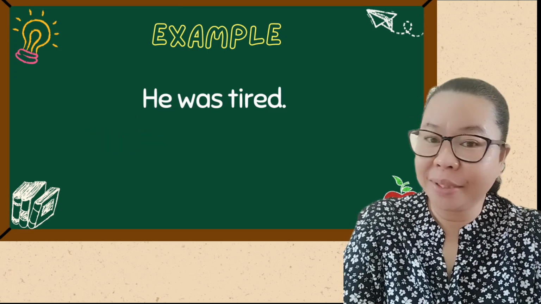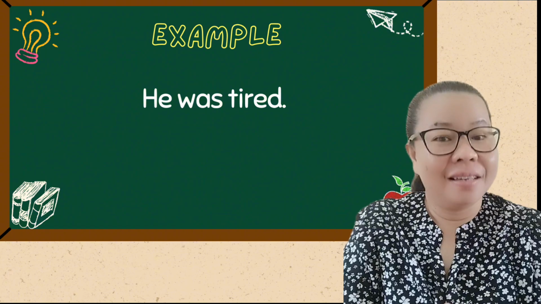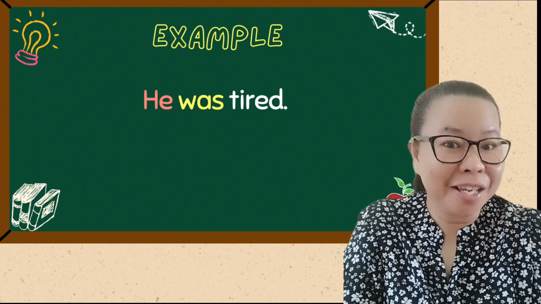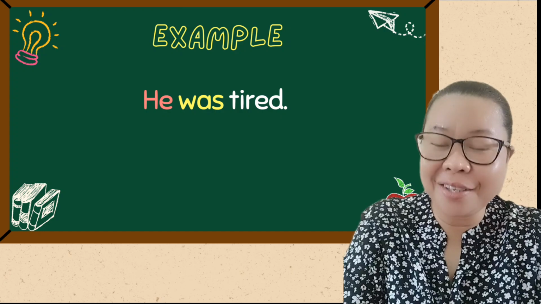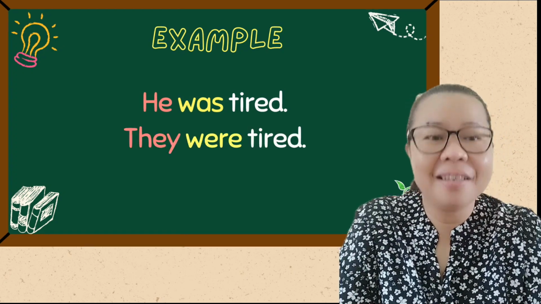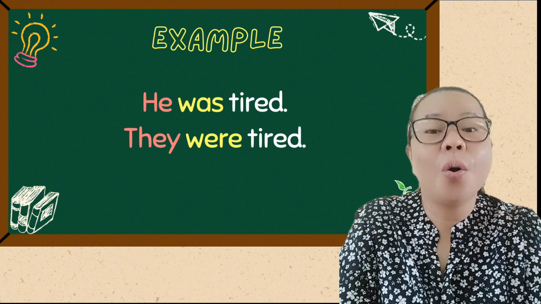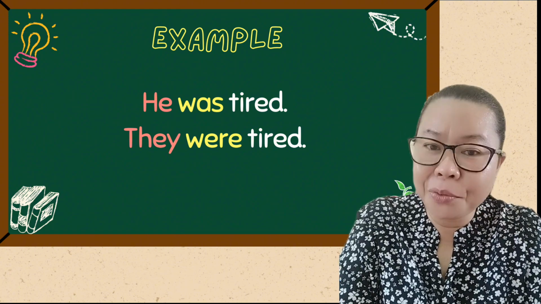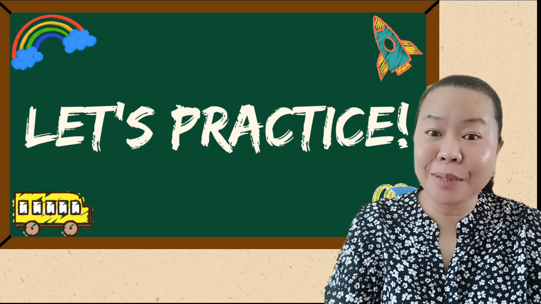This also works with past tense verbs. Example, he was tired. He is the subject, was is the verb. Singular subject, singular verb. And they were tired. They is the subject, were is the verb. Plural subject, plural verb. Let's practice.